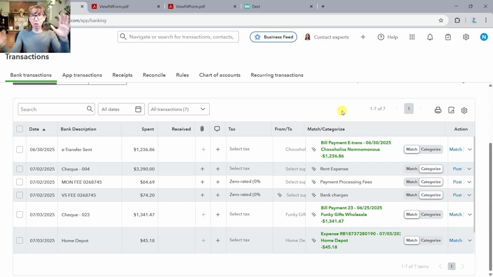And just a side note, you might remember that Sarah had sent us a Chocoholics Nomnominous bill with the note paid by e-transfer. And we went over to the bank feed just to make sure that amount was e-transferred out as she had said, but actually the amount e-transferred out was greater than that bill amount. And upon further investigation, we saw that actually Chocoholics Nomnominous had 2 outstanding bills. And what she actually meant by that note is she paid them the balance by e-transfer on June 30th.